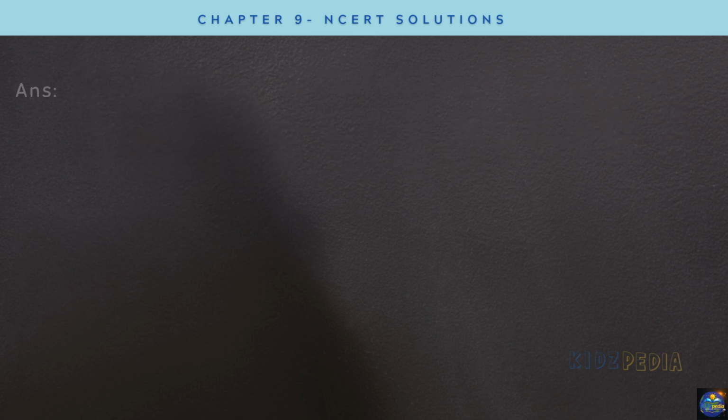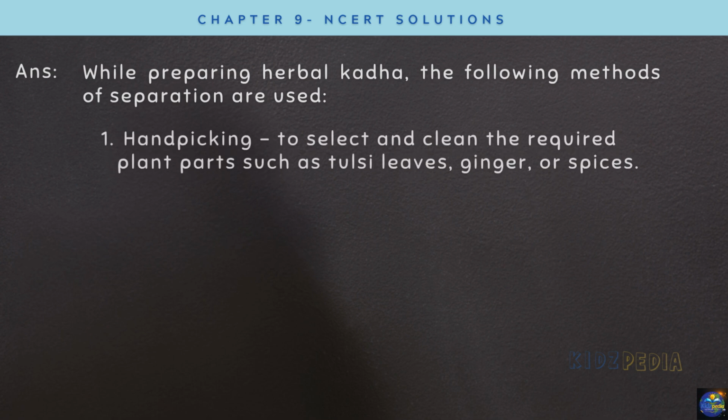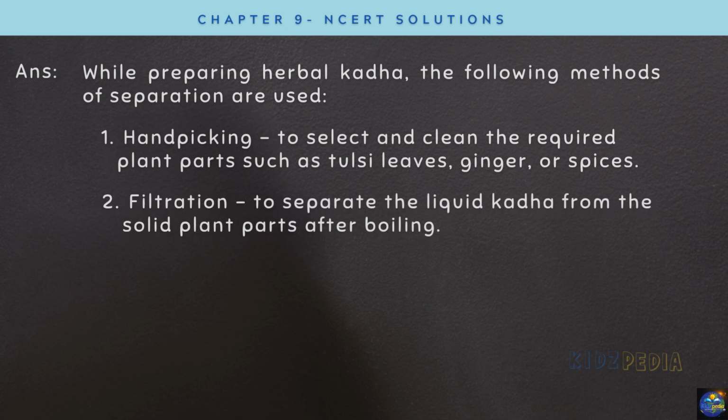So you can write the answer as, while preparing herbal kada, the following methods of separations are used. First, handpicking, to select and clean the required plant parts such as tulsi leaves, ginger or spices. Then filtration, to separate the liquid kada from the solid plant parts after boiling.